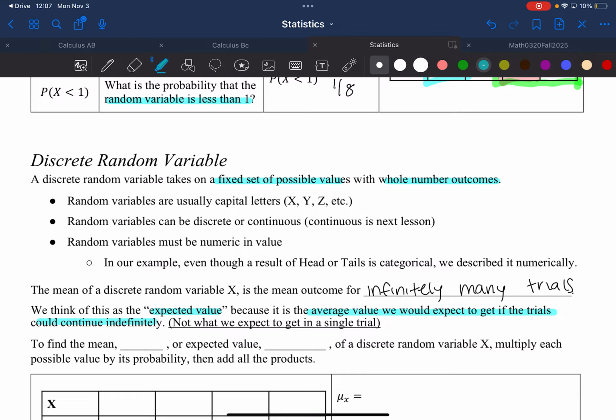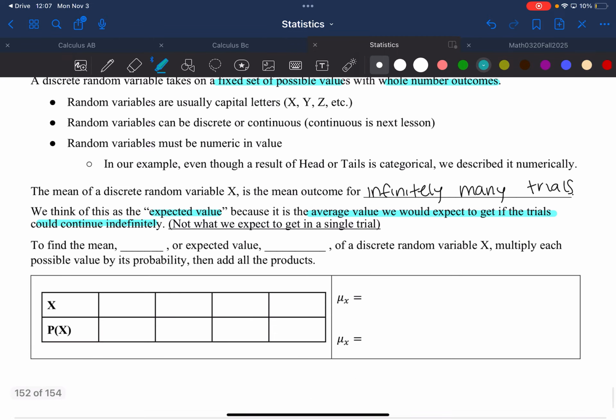Okay? Versus if I was to do this, let's say with every single class in this school, and then every single class did this from 9 a.m. till 4:20, okay? Then I would take the mean of that entire experiment. It would be closer to the expected value because we'd be closer to that infinitely many trials.